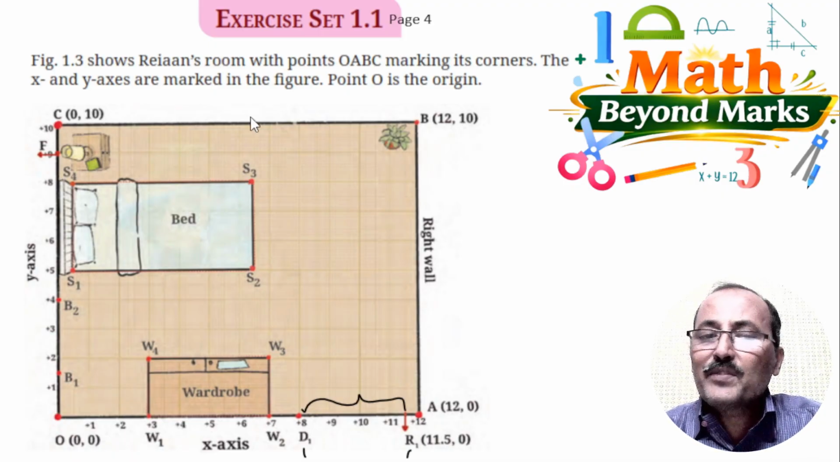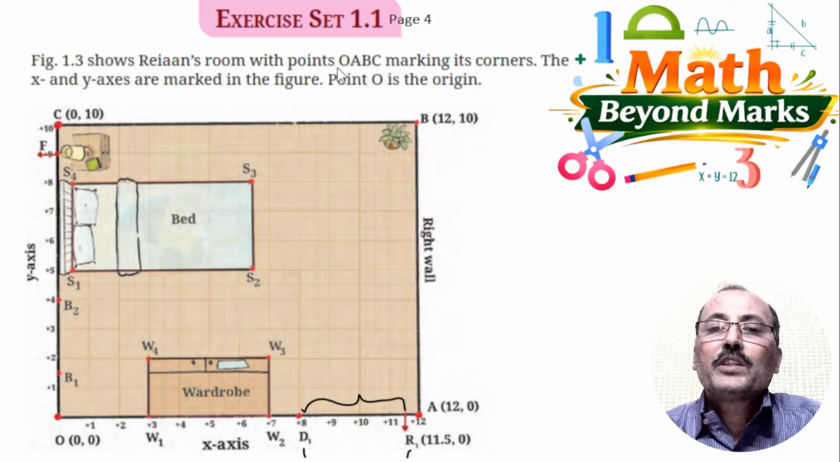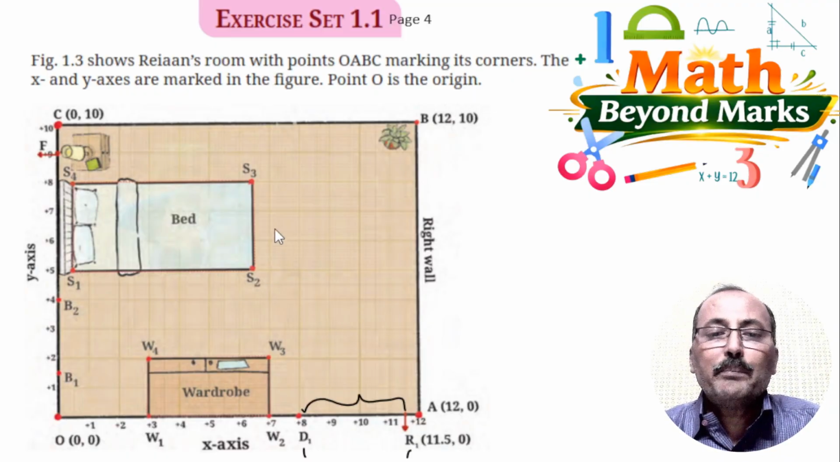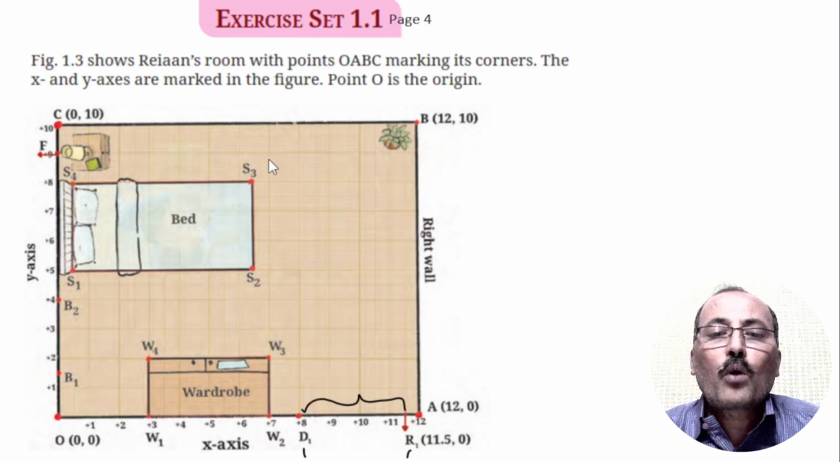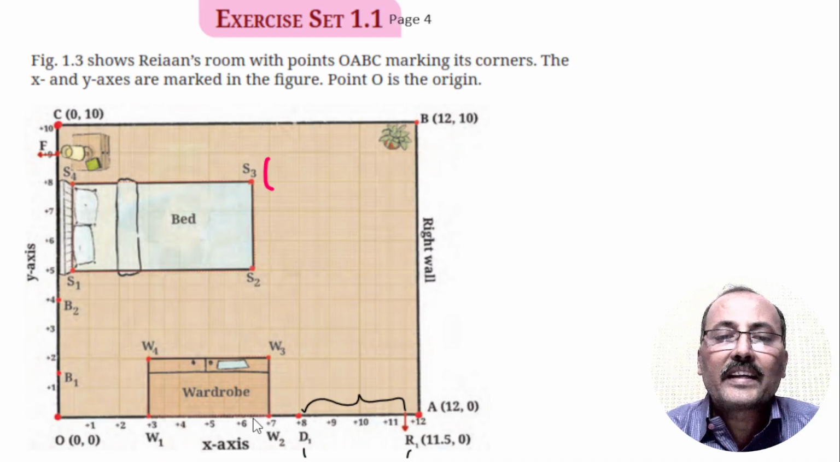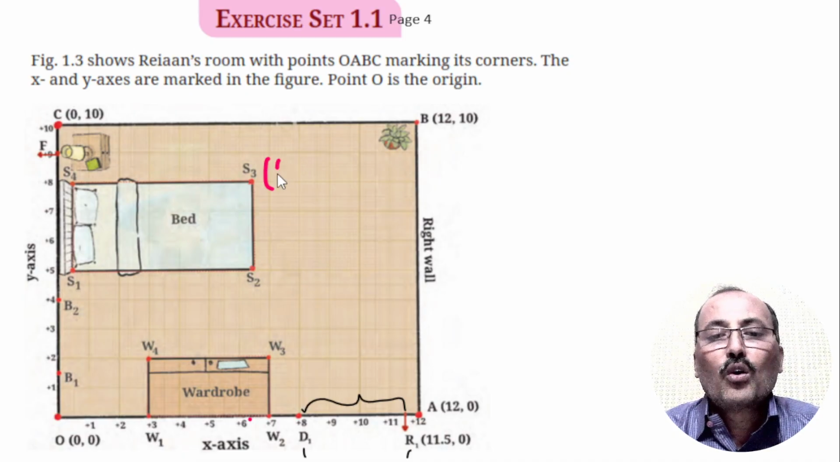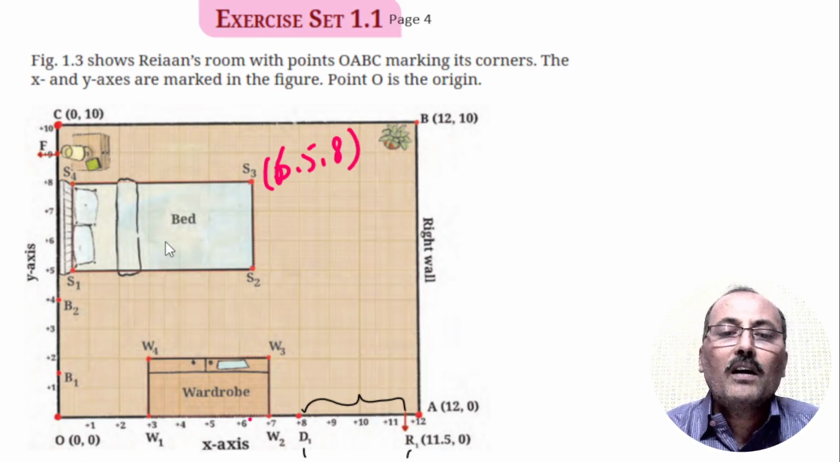Here we have seen in the previous video itself, this Raymond's room with points O, A, B, C marking its corners. The X and Y axes are marked in the figure. Point O is the origin. Just before going to the questions given below, let me recall the coordinate of this point S3. Along the x-axis, you have to see it is 6.5 units, nearly 6.3 or 6.5. Let it be 6.5, and along y it is 8. So it is 6.5 comma 8 units.